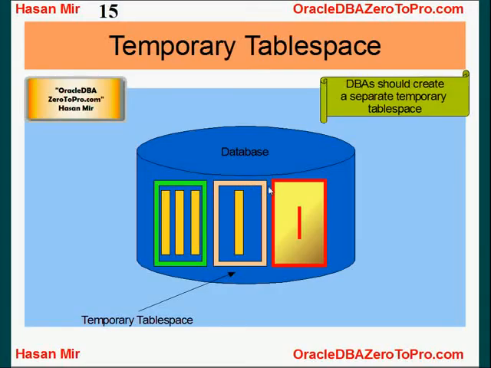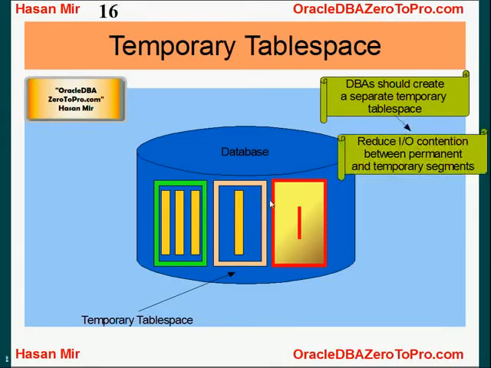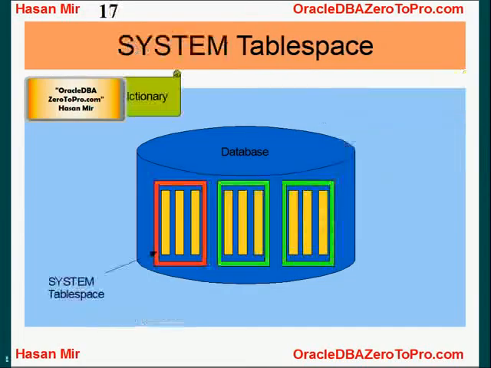DBA should create a separate temporary table space if they want to avoid contention in system table space. That would reduce I/O contention between permanent and temporary objects. Because if you don't create a temporary table space, sorting would be taking place in system table space, and there are permanent objects in system, so the I/O contention would be happening.